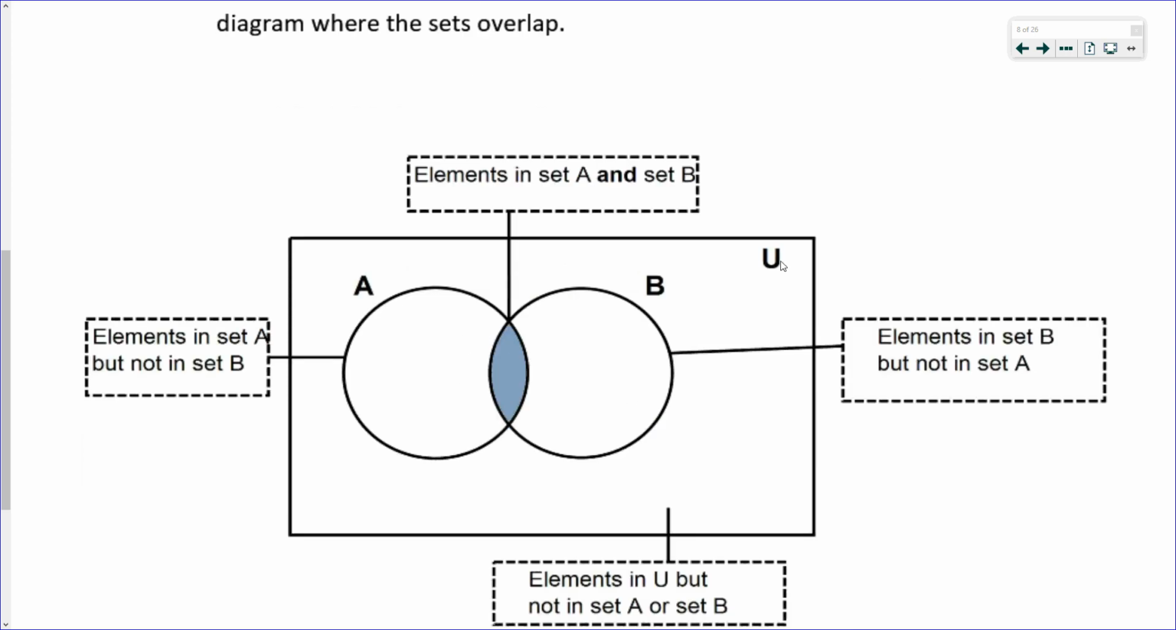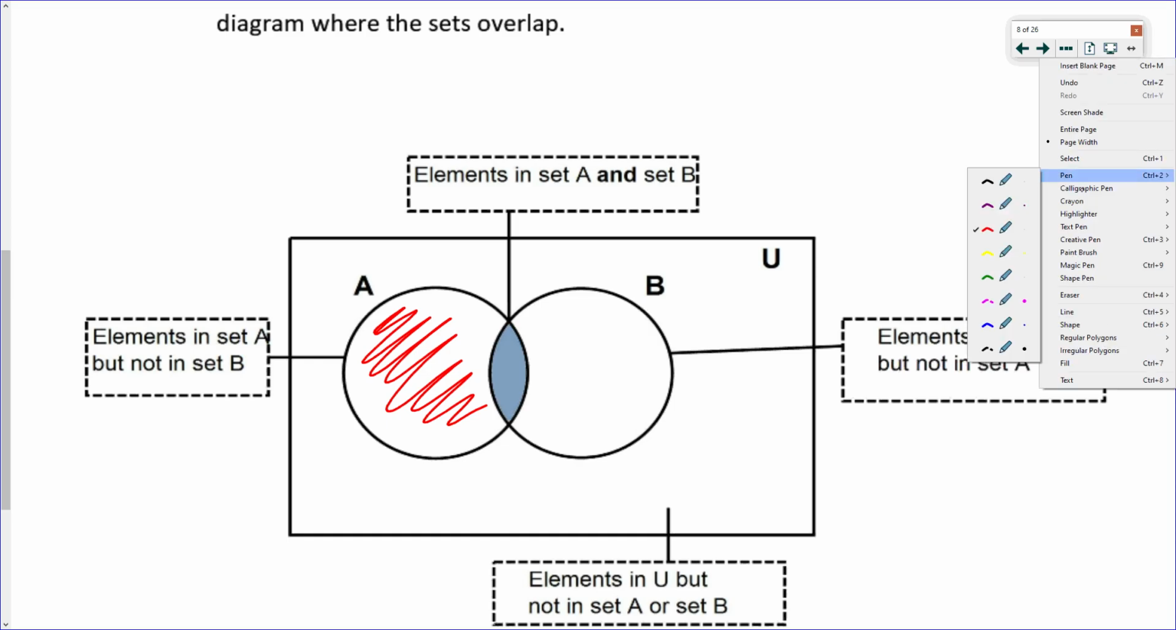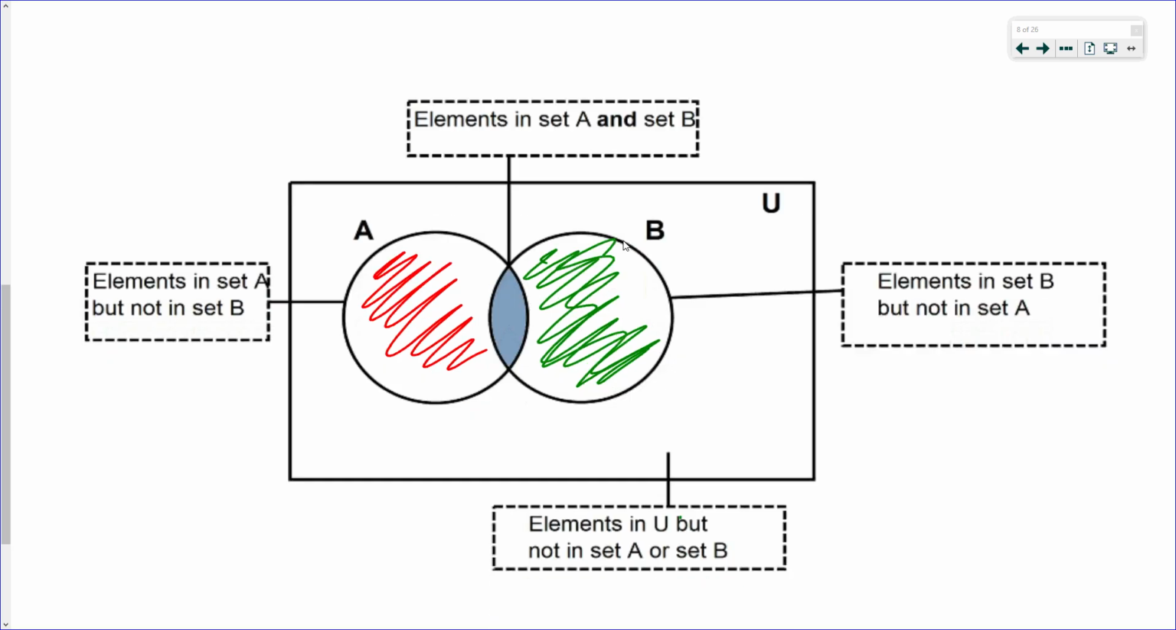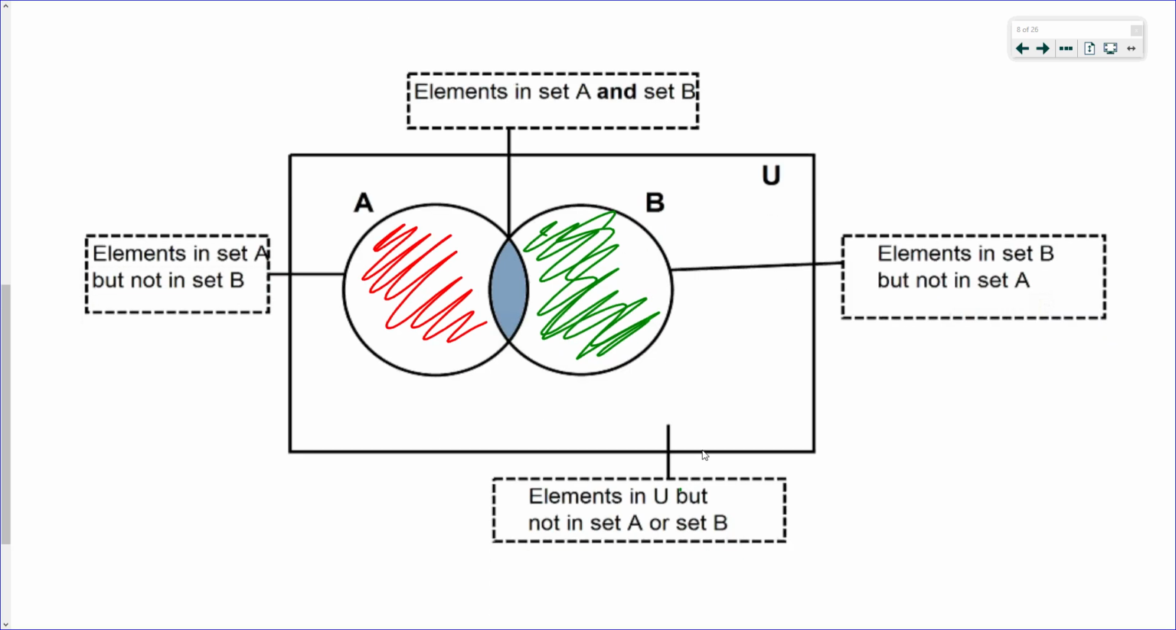And so you have your universal set, and then we have set A and set B. This white piece here would be all the elements in set A but not in B, because you're not going to include the overlap. And the other side would be all the elements that are in B but not in A, in this piece here. You're not including the overlap. And then the overlap is elements in set A and in set B. And if you're outside the bubbles, you're in elements in U, your universal set, but that aren't found in set A or in set B.